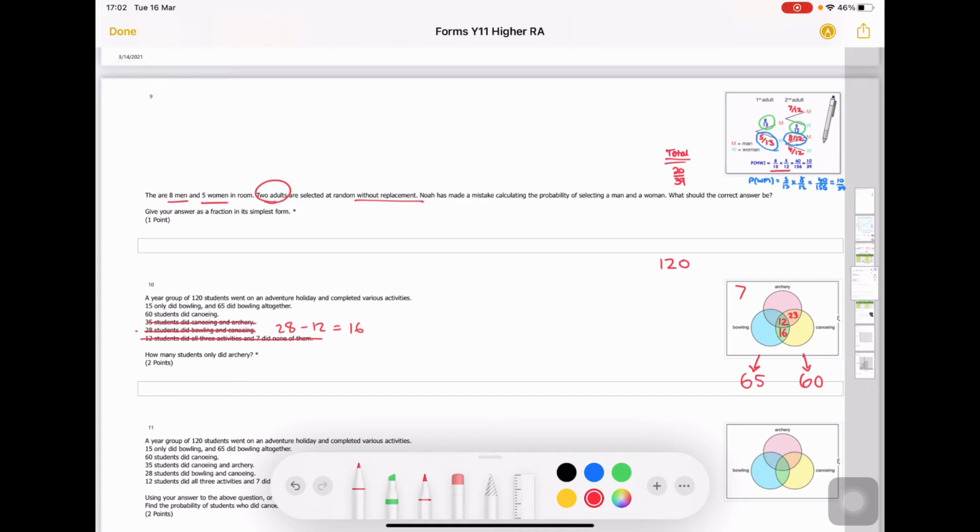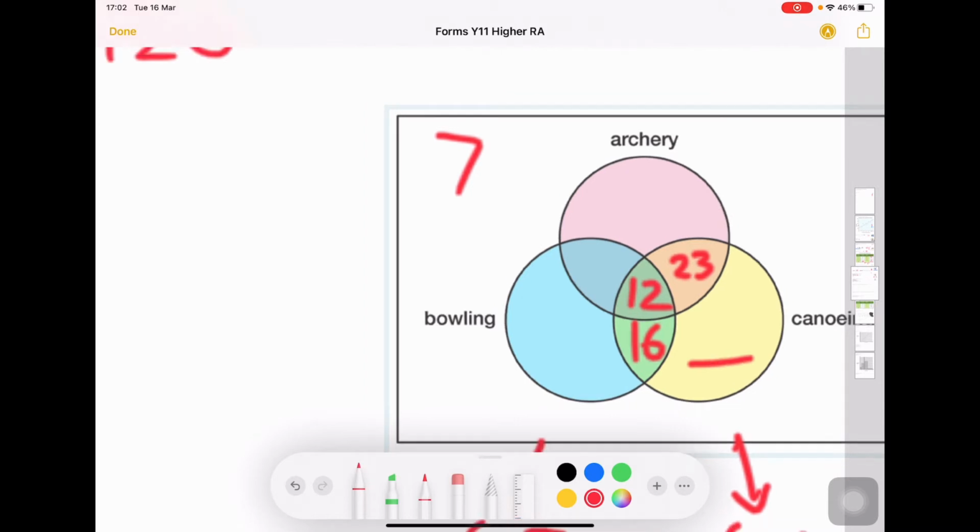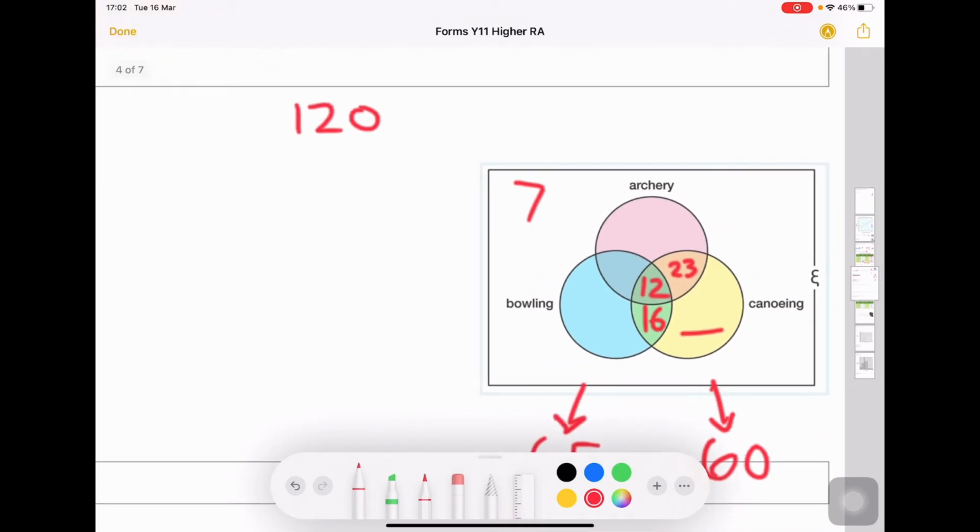60 did canoeing. Okay, so now these four values, so these three values and this final value, will have to add up to give us 60. So we have 28, 48, 51, so 9. I hope this is correct. Yeah, 9.